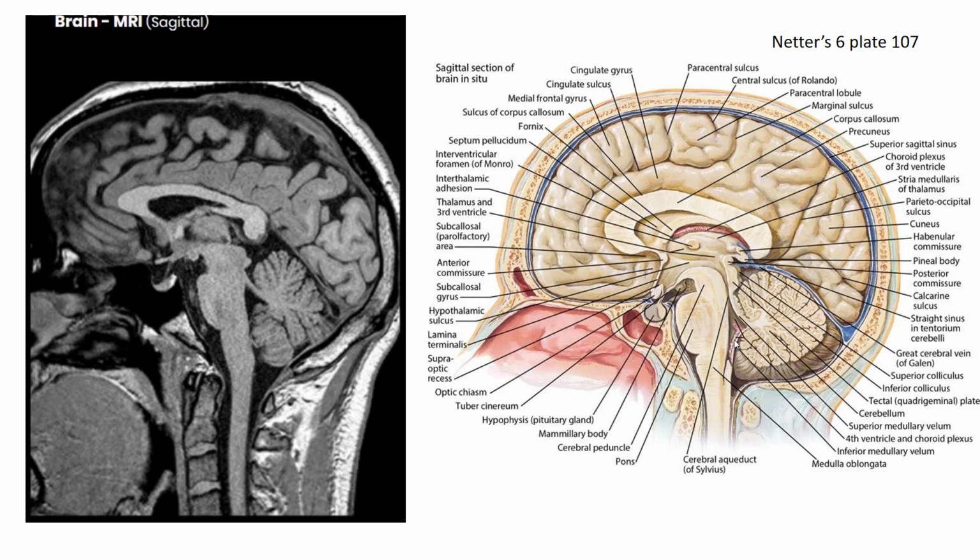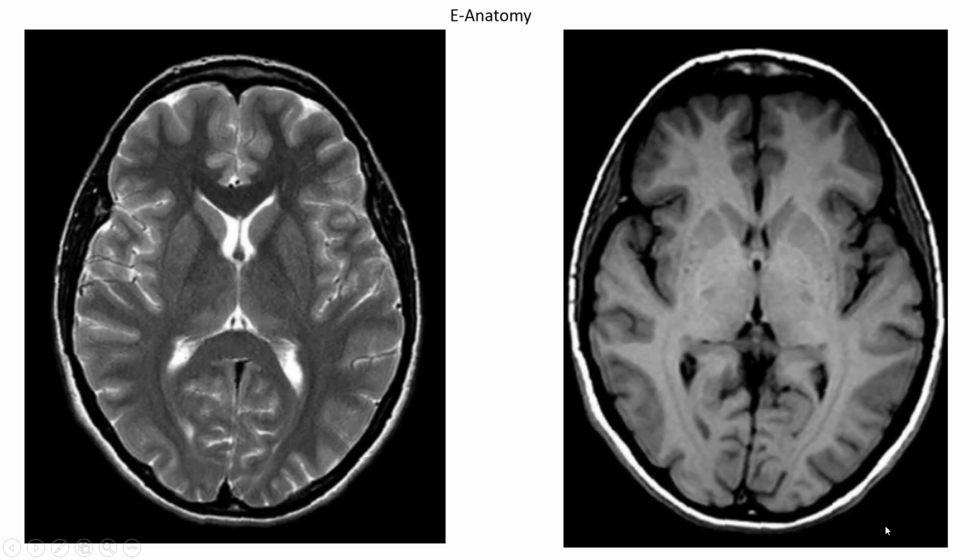These are two great images. This one on the right is from Netter's 6th edition, plate 107. And then this one on the left is from eAnatomy, and this is the 3D brain, which is only in T1 weighted. But we're going to take a look on this next slide of both the T1 and the T2 weighted slices from eAnatomy.